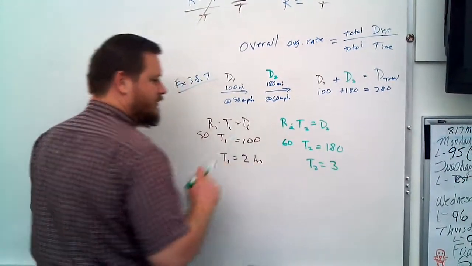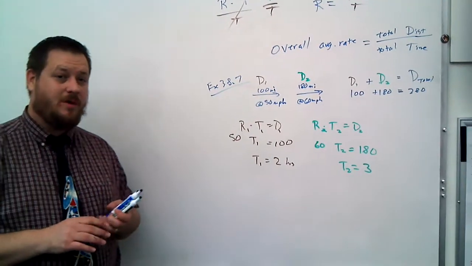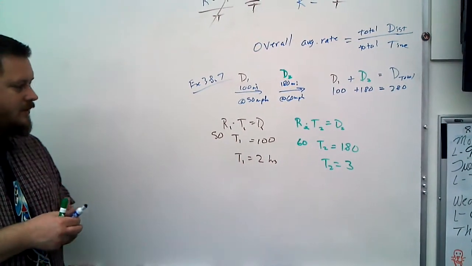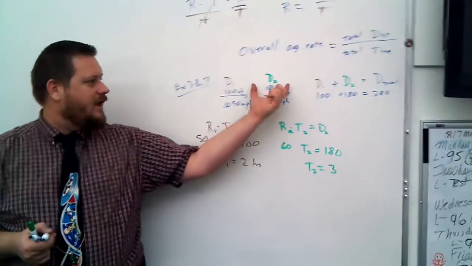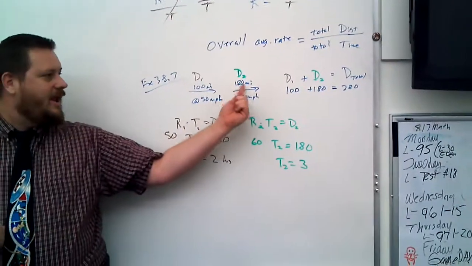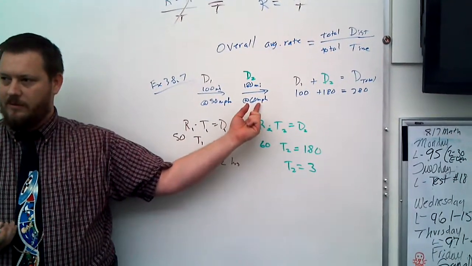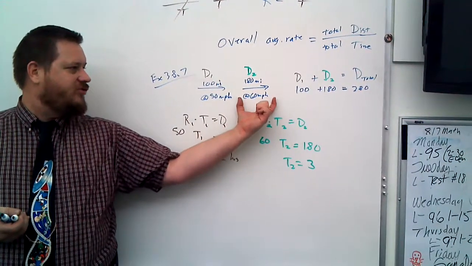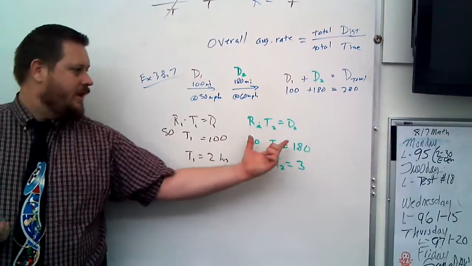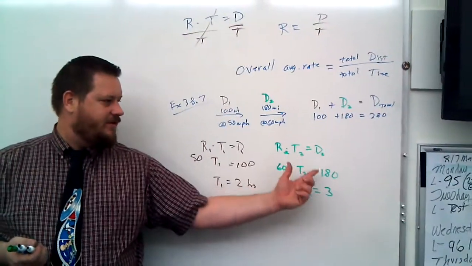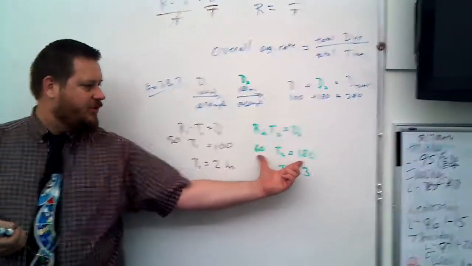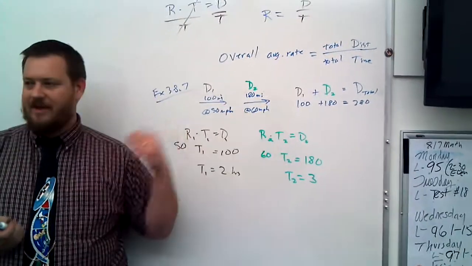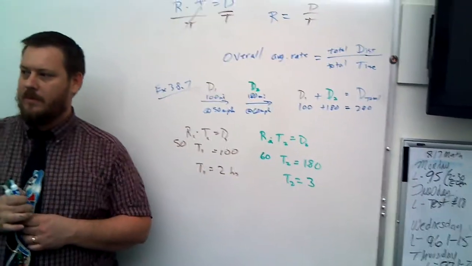In this leg of the journey, they went 180 miles at 60 miles per hour. So focusing in just on this leg of the journey, they have a rate, a time, and a distance. They went 180 miles at 60 miles per hour. How much time did they spend driving during this leg of the journey?